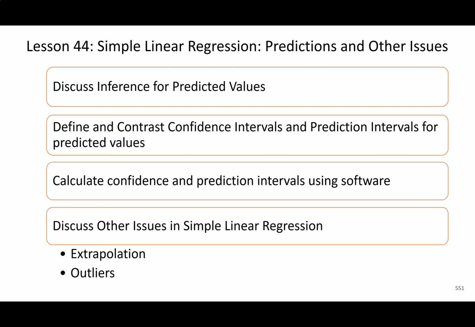Bienvenidos a Lesson 44. So now we're going to talk about using our line to make predictions and other issues. We did do a brief prediction for just a point estimate. So if we have a student with a 3.6 in high school, what do we estimate that their college GPA would be? We can calculate an interval estimate as well. So we're going to talk about that and also some issues that we also see in simple linear regression.